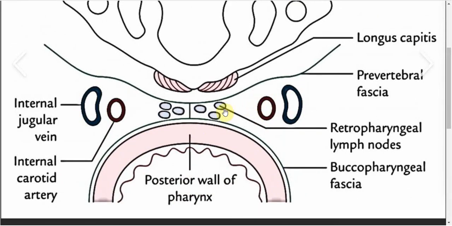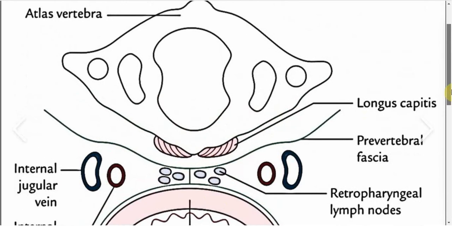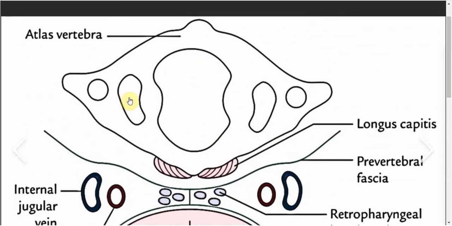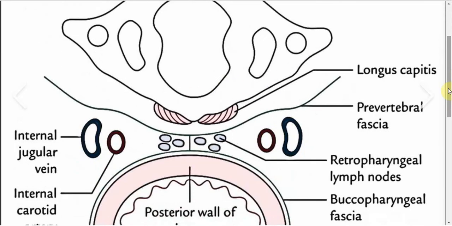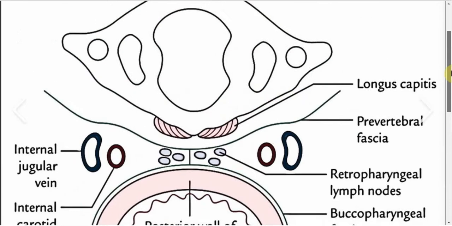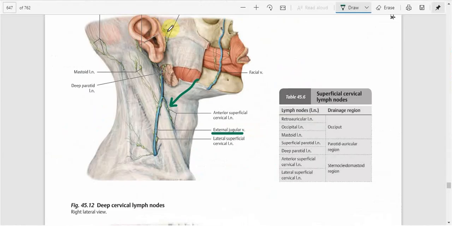And you can see this is the pharynx, and this is the vertebrae. In fact, this is the atlas vertebra represented, and we can see the muscles, and we know the prevertebral fascia is around the vertebrae and the vertebral muscles. So just in front of the prevertebral fascia we have the retropharyngeal lymph nodes behind the pharynx. So now we're done with the locations, we'll talk about the details now.